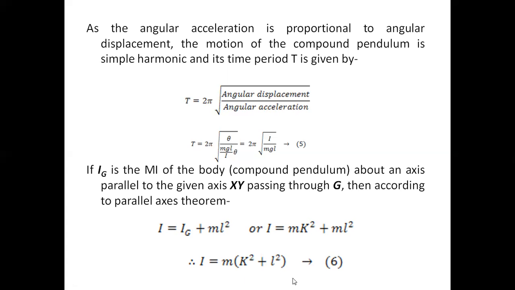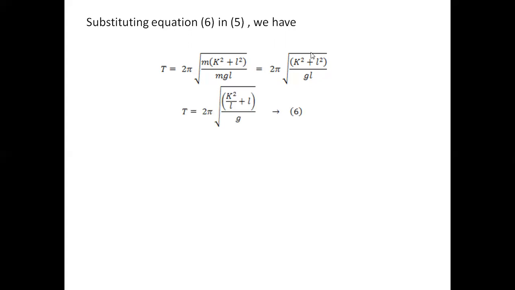Now, substituting the value of I from equation 6 into equation 5, the expression for time period is T equals 2 pi root of m into (k square plus L square) divided by mgl. So m gets cancelled. This is (k square plus L square) by gl. Or this can be written as (k square by L plus L) whole divided by g. Now this is the expression for the time period of a compound pendulum.